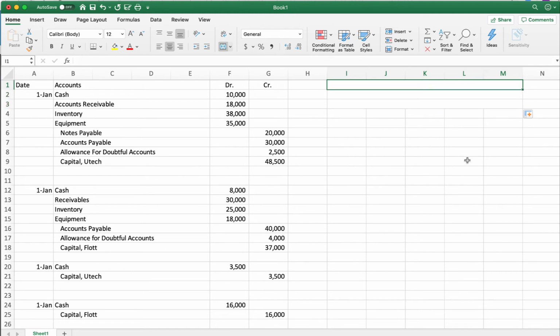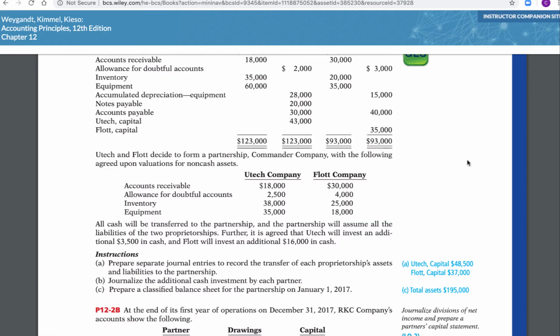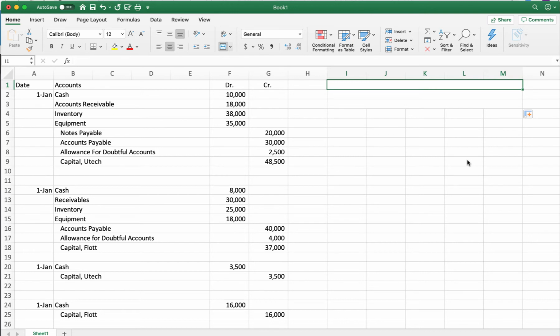So remember, whenever we're doing a classified balance sheet or any financial statement, we have to have the proper heading, right? Proper heading says company name. Now, they don't tell us what the name of this new partnership is called, right? So we can just make something up. We could say UTEC/Float Partners.